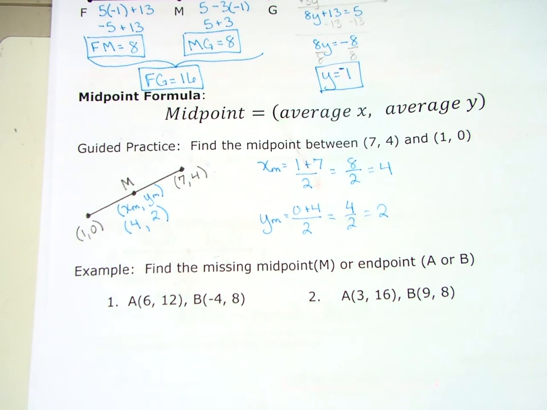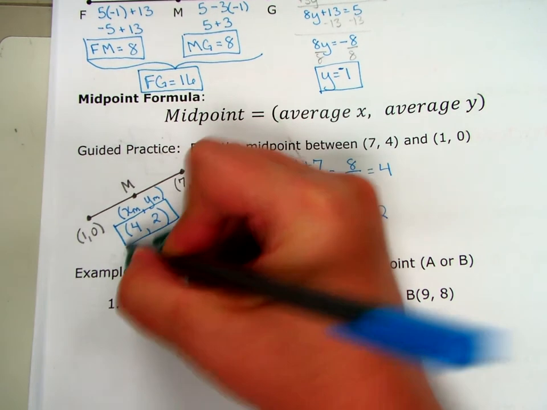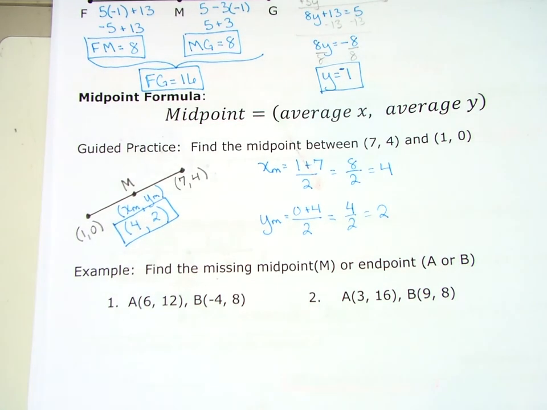Okay. And so the point (4, 2) is the midpoint of (1, 0) and (7, 4). Notice I wrote it with parentheses and a comma. If you don't put parentheses and you just put 4, comma 2, you're not writing a point, you're just listing two numbers. So make sure you use correct notation and write it as a point. Okay?